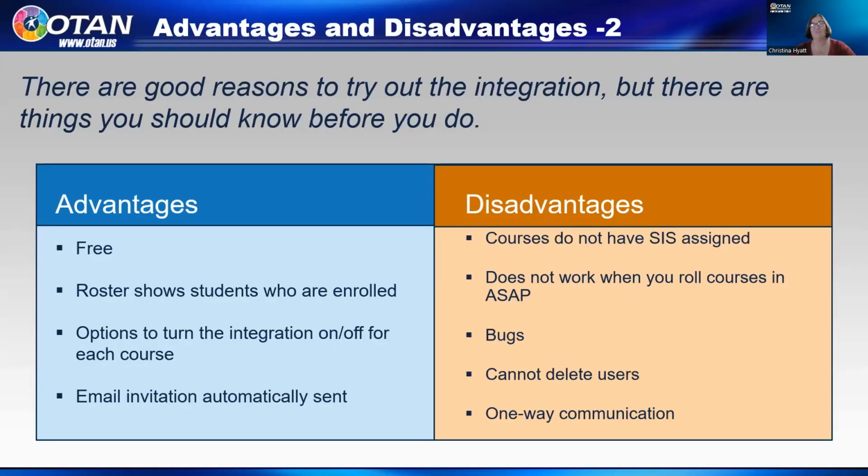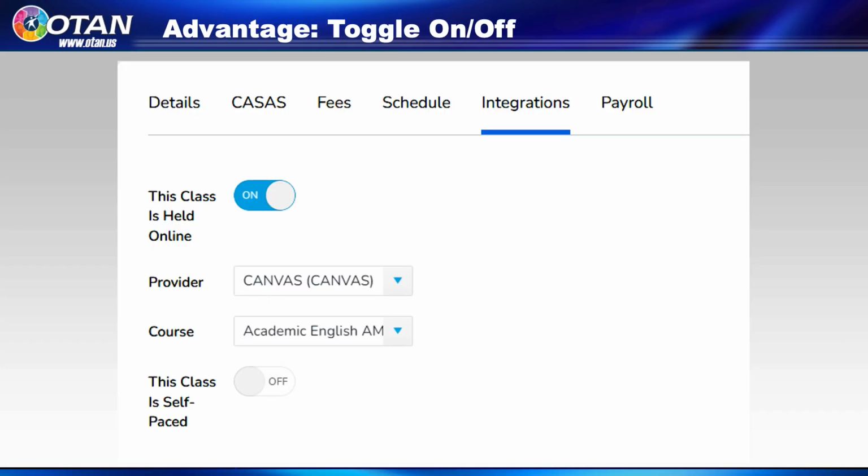Another advantage is the option to turn the integration on or off for each course in ASAP. In the class, under the Details tab, in the Integrations tab, you have the option to turn the Canvas integration on or off using this toggle switch. You can also connect multiple ASAP courses to one Canvas course. This is helpful if you teach several sections of the same course and do not want to have separate Canvas courses for each one.